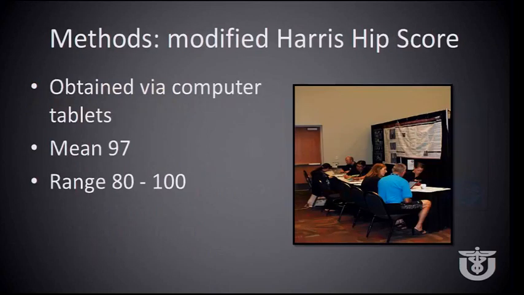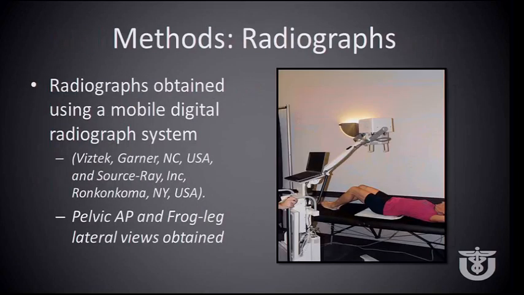And we wanted to look at outcome measures. We used a variety of outcome measures, including the PROMIS score and then the modified Harris Hip score. And you can see that the mean Harris Hip score was 97, indicating that almost all of these patients had very high function of their hips with very little hip pain. We obtained AP radiographs and frog leg radiographs with this mobile digital x-ray system.